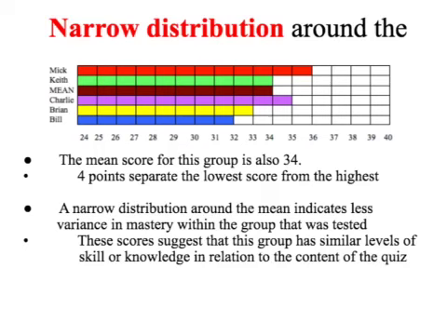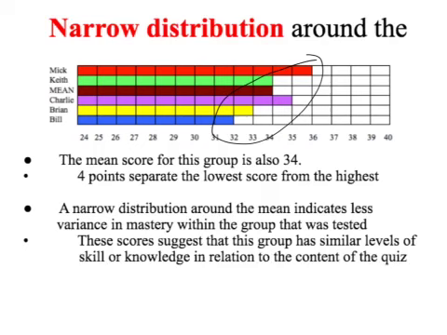This chart shows a narrow distribution around the mean. And the mean is the third row down, and on my iPad the color looks kind of like a burgundy, claret, wine kind of color. So the students are relatively close to each other in their scores. There's only 4 points separating the lowest score from the highest score.